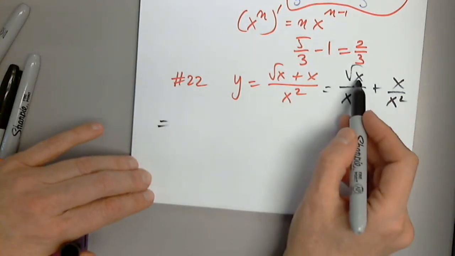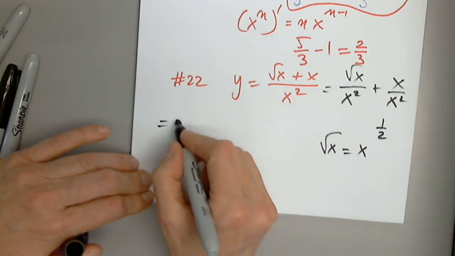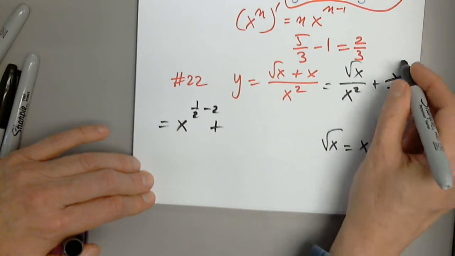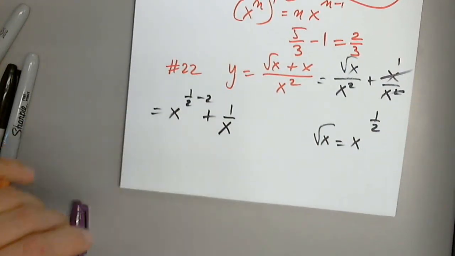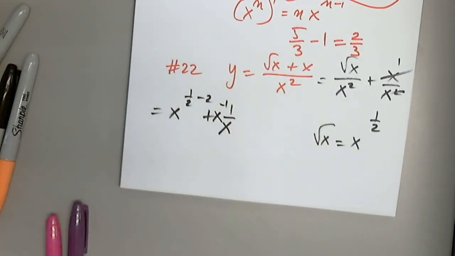What power is the square root of x? The square root of x is x to? Very good. So then I have x to 1/2 minus 2, plus, I'll simplify an x, and plus 1 over x. I think we determined the derivative of this, 1 over x. Did we? That's okay. If we didn't do it, then let's replace this by x to negative 1. I'm going to erase it. I thought I did this, but maybe not.